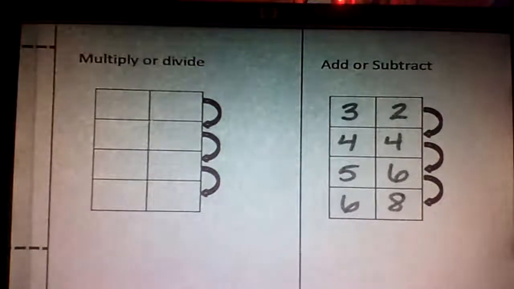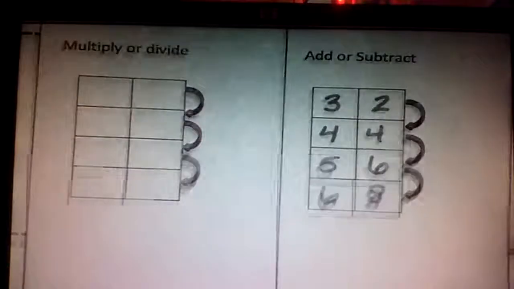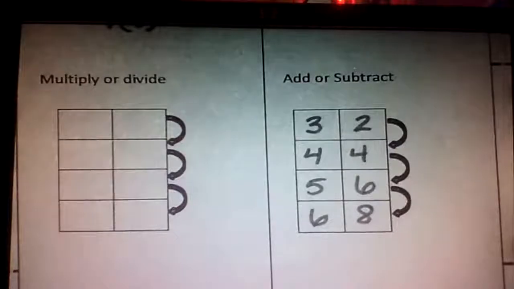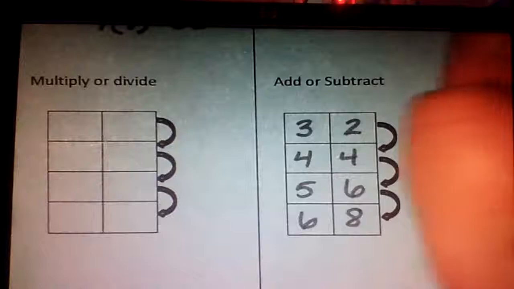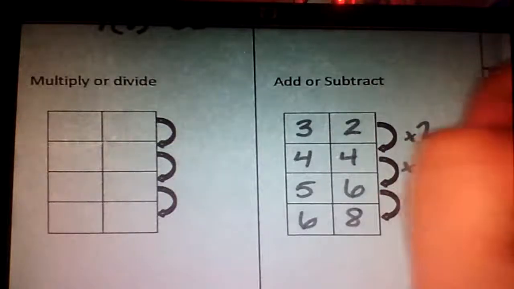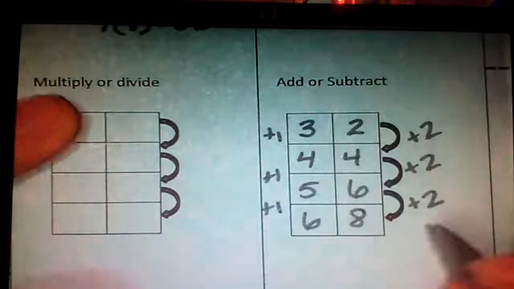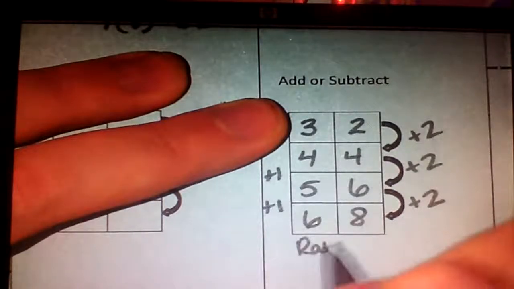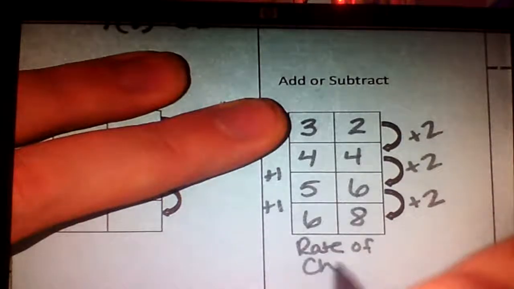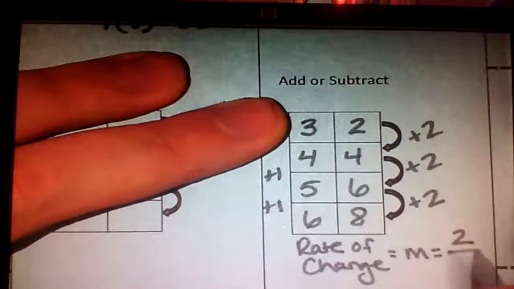So we find our pattern with a linear by adding or subtracting. So am I adding or subtracting this time? We're adding. What am I adding by every time? 2 plus 2 plus 2 plus 2, and this is plus 1 plus 1 plus 1. So your rate of change, which is your slope, is 2 over 1.